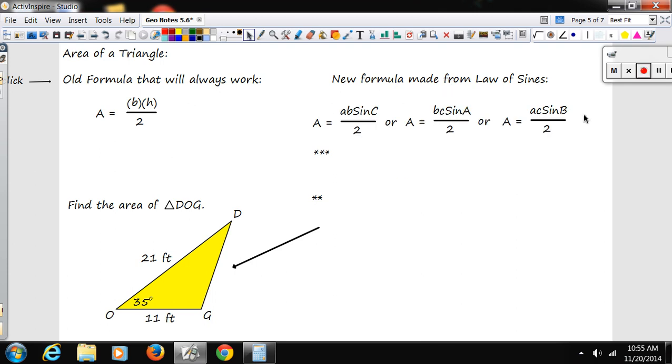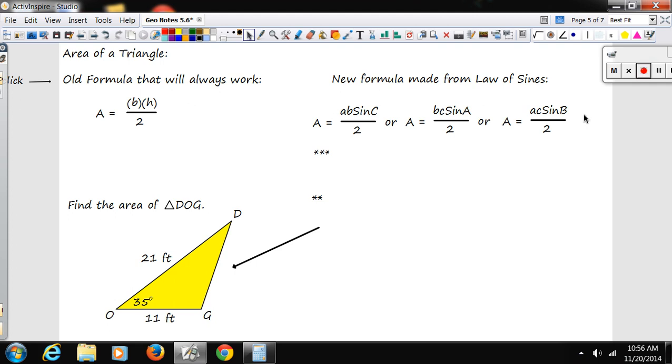Now, there's not one big long formula. That's three pieces right there, depending on what sides and what angles you have. If you've got sides A and B, then you've got to do the sine of angle C. If you've got sides B and C, then you do the sine of A. If you've got sides A and C, then you do the sine of B. So it just depends on what pieces you have in your triangle. You've got to pick the one that actually works for your triangle. It's a pretty short formula, but you've got to find the one that works for you.